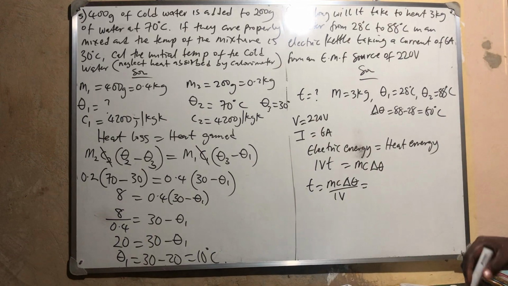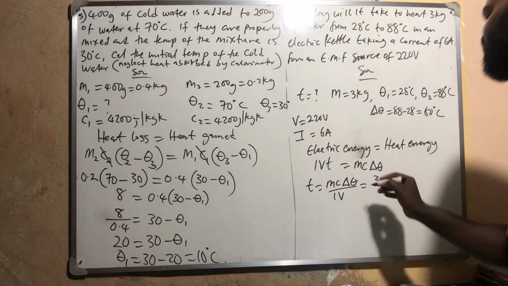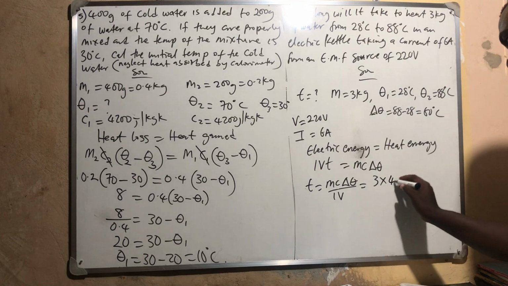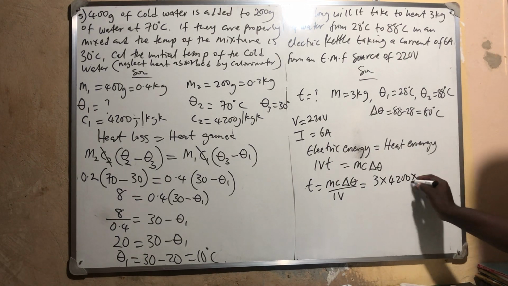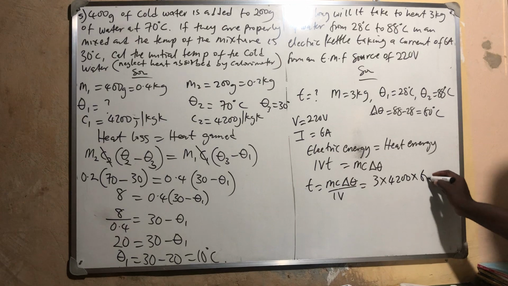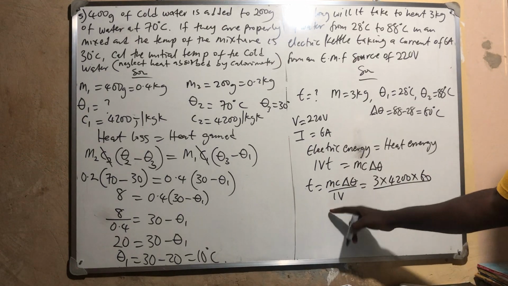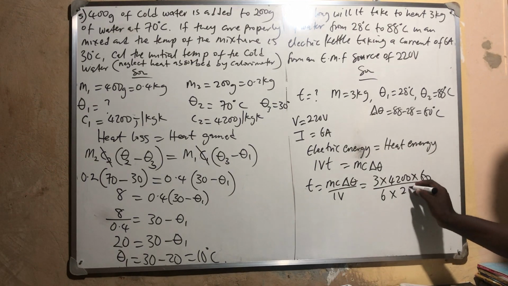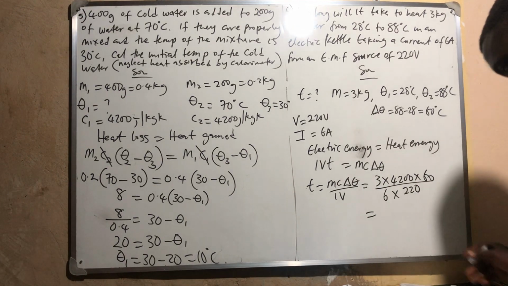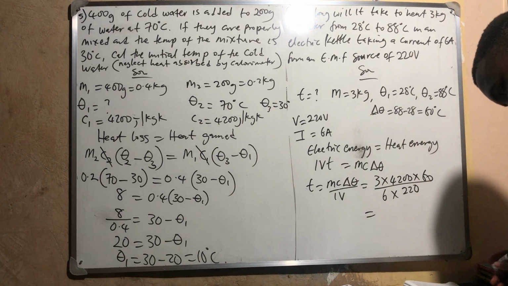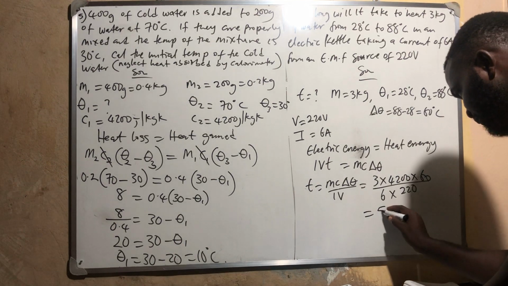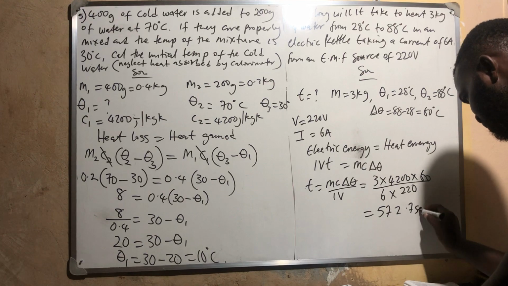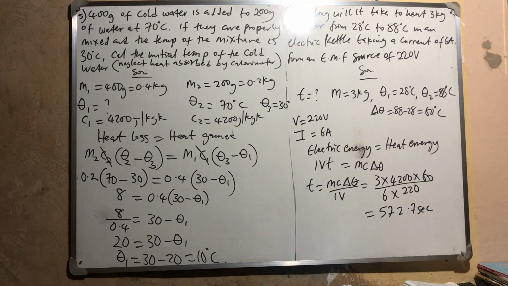So let me put it. My M is 3 times the specific heat capacity of water. They will not give it to you. You should know that it's 4,200. Times my change in temperature, I've gotten it as 60, divided by my I, which is 6 ampere, times my V, which is 220. So if you do everything here, you'll be getting 572.7 seconds. As simple as that.